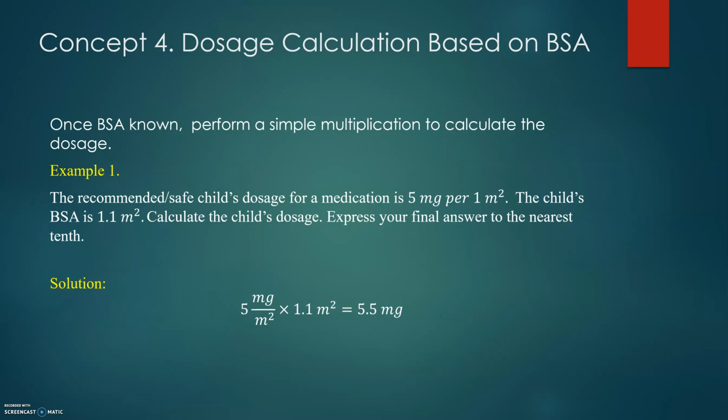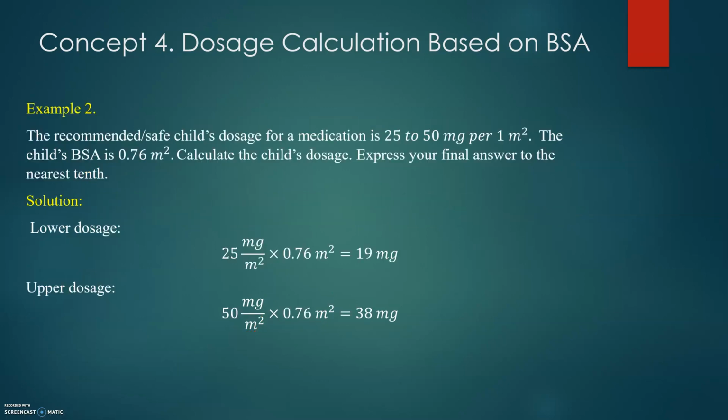So once you calculated body surface area, perform a simple multiplication to calculate the dosage. For example, the recommended or safe child's dosage for a medication is 5 mg per 1 square meter. The child's BSA is 1.1 square meter. So in order to calculate the child's dosage, we need to multiply 5 mg per square meter by the number of square meters of child's body surface area. So take a look. Square meters are cancelled and we are getting 5.5 milligrams of medication should be administered based on body surface area.